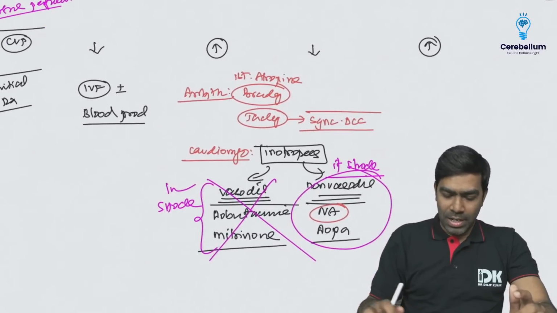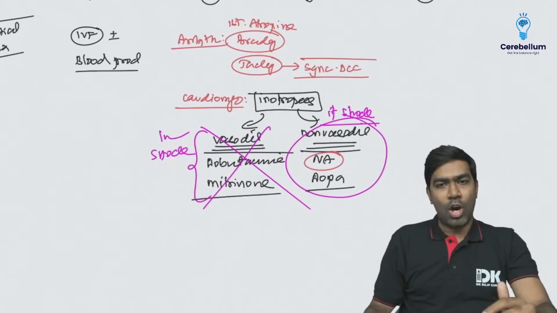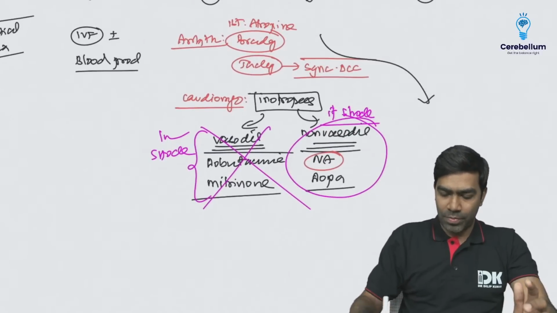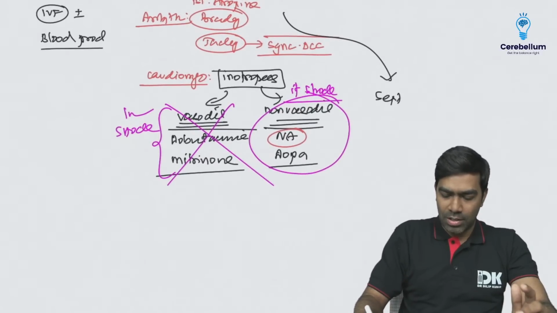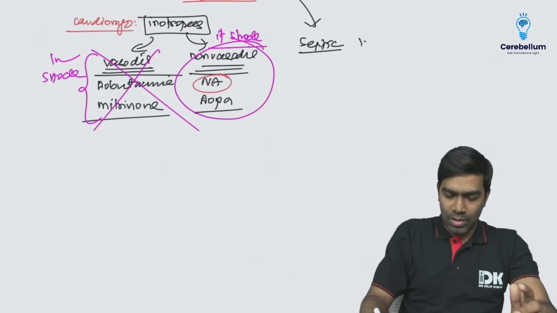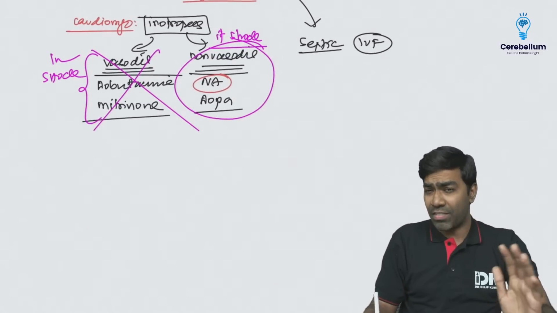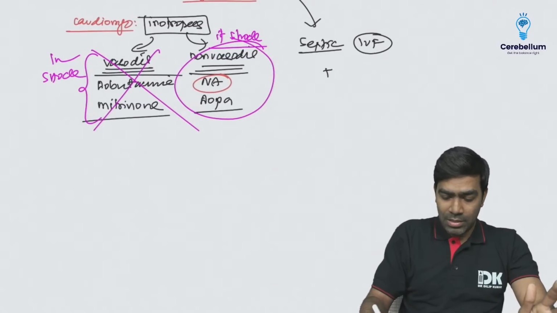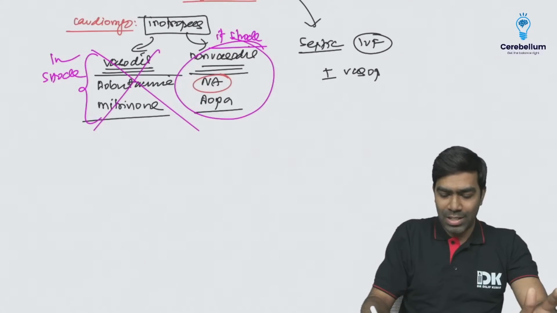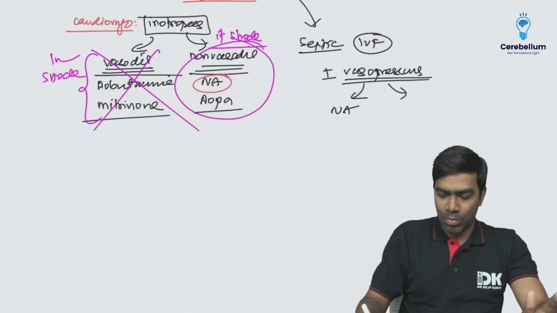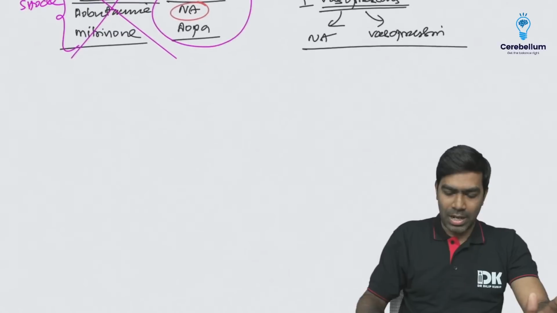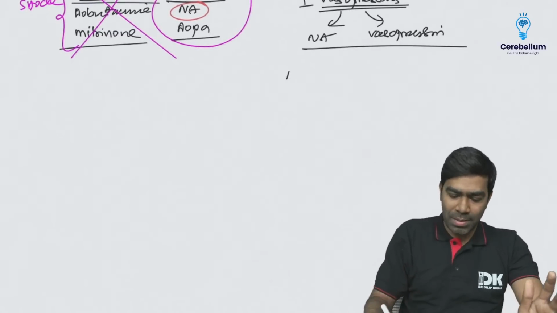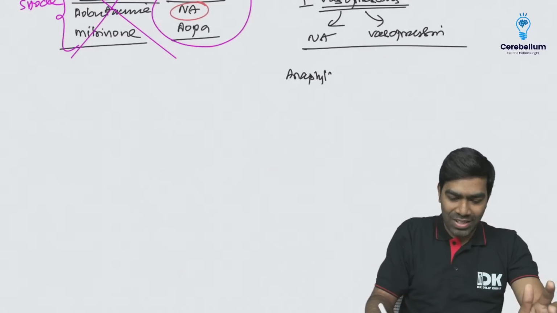Then what about septic shock or any kind of distributive shock? Remember, if the patient is in septic shock, first treatment is IV fluids. You have to give plenty of IV fluids because the patient will definitely be fluid responsive. Plus, if the patient is not responding, you have to use vasopressors. So what are the vasopressors of choice? You have to use either noradrenaline or vasopressin or a combination of both together, noradrenaline and vasopressin.